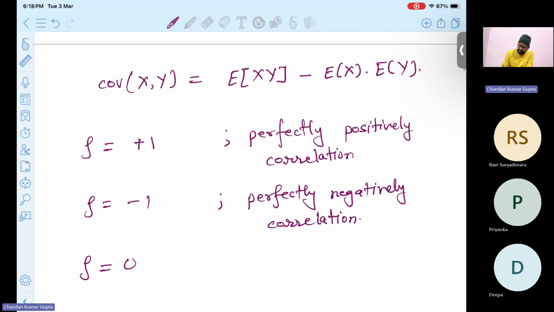And if rho equal to 0, we say that there is no correlation, but not in that sense. That means there is no linear association between the variables. I'm talking about only the linear association. No linear association.